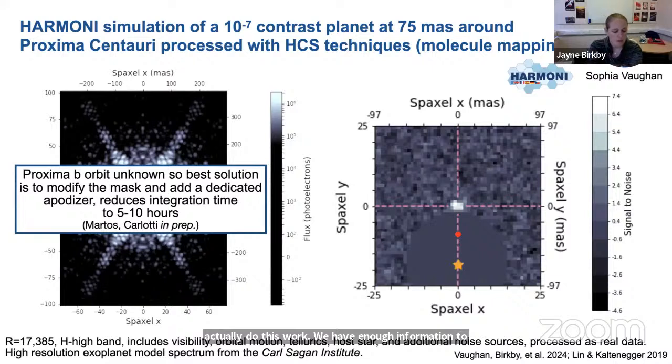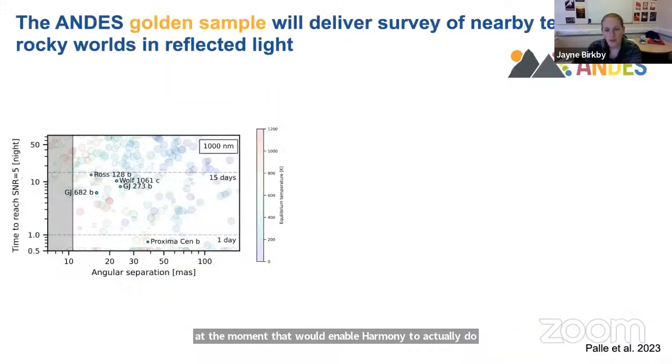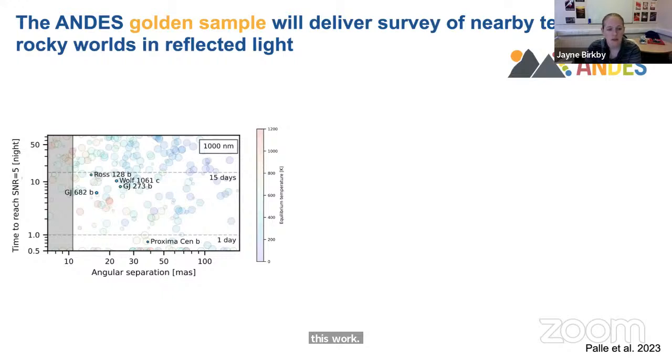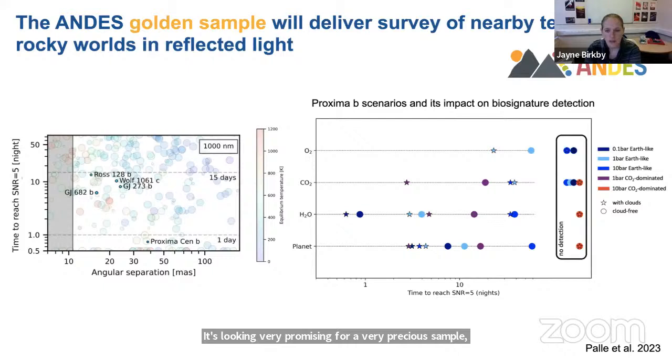In this case, we need to modify the focal plane mask, which we're working to do at the moment, that would enable HARMONY to actually do this work. With ANDES, however, where we have that 100,000 resolution, it's looking very promising for a very precious sample, this golden sample of nearby temperate rocky worlds in reflected light.